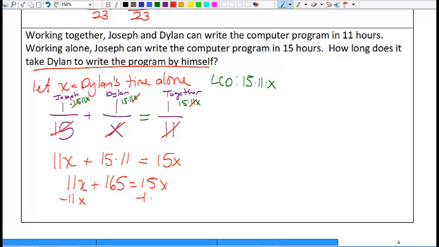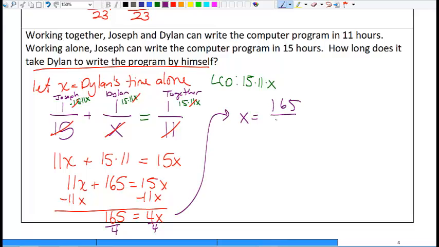This is linear, so I don't have to do a lot of factoring or anything. So I get the x's on one side by itself, divide both sides by 4. So the answer is 165 fourths. So what the heck does that mean, huh?